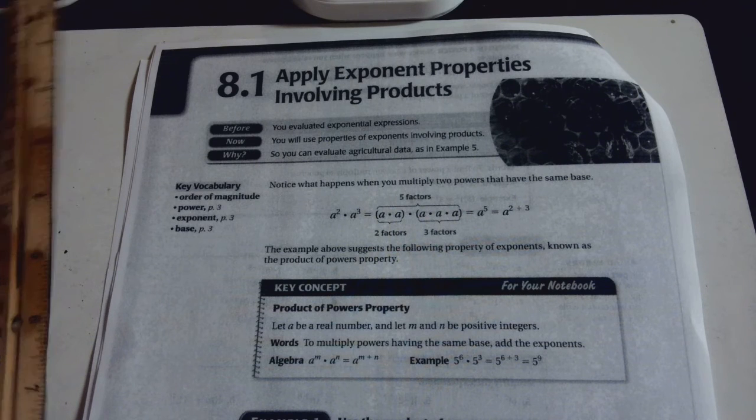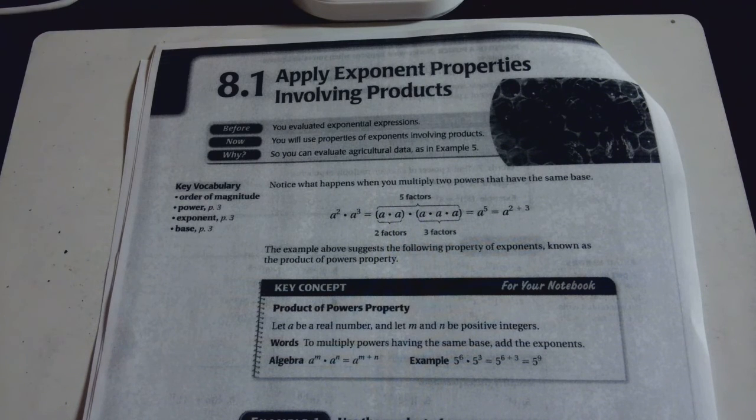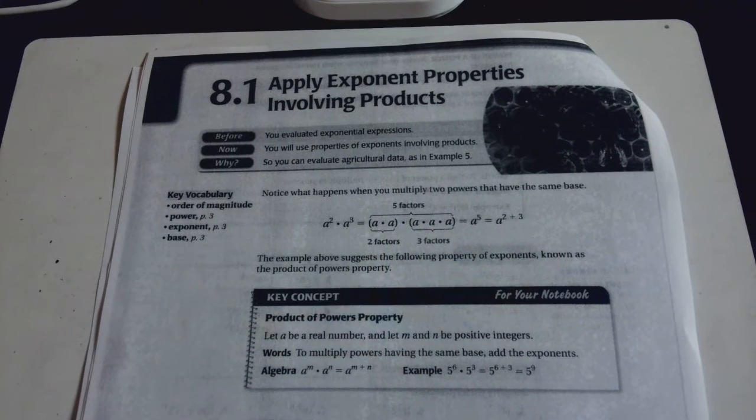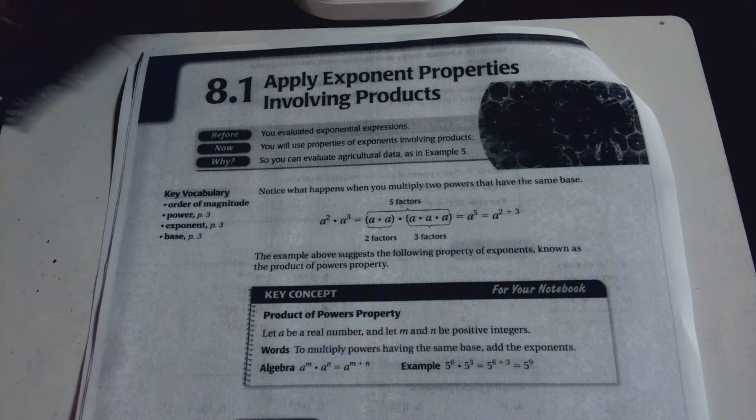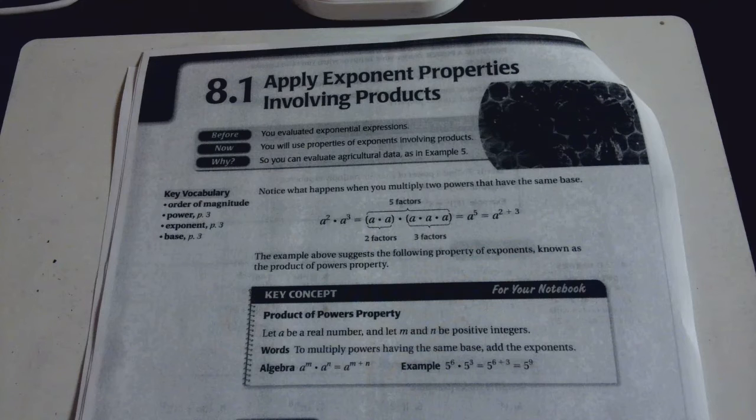Okay, class, we are on to chapter 8, which is all about exponents. Exponents are something that scientists use a lot to measure distances and write them in a simplified form. So we are going to start with the different properties. The first one we're going to do is the product of powers property.